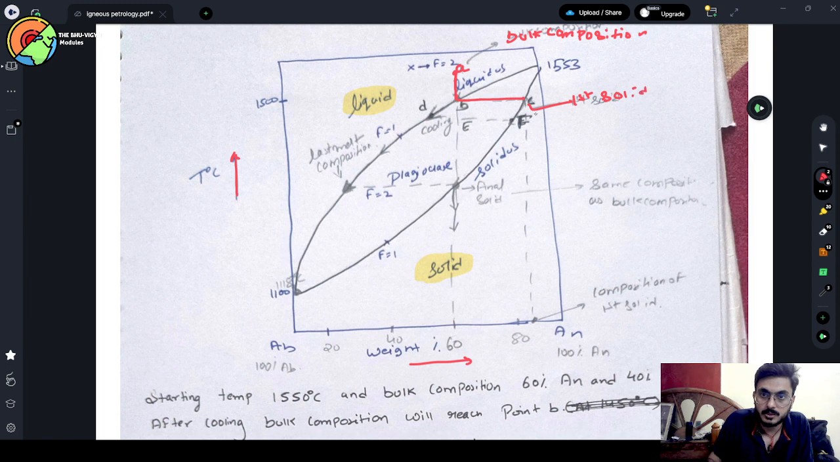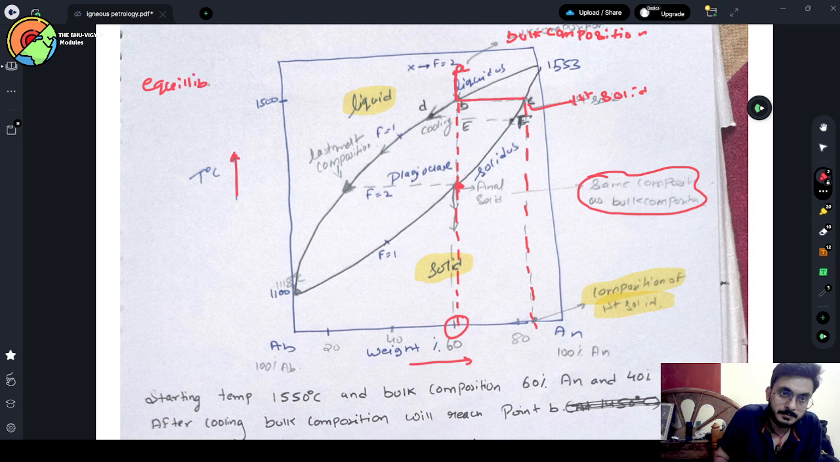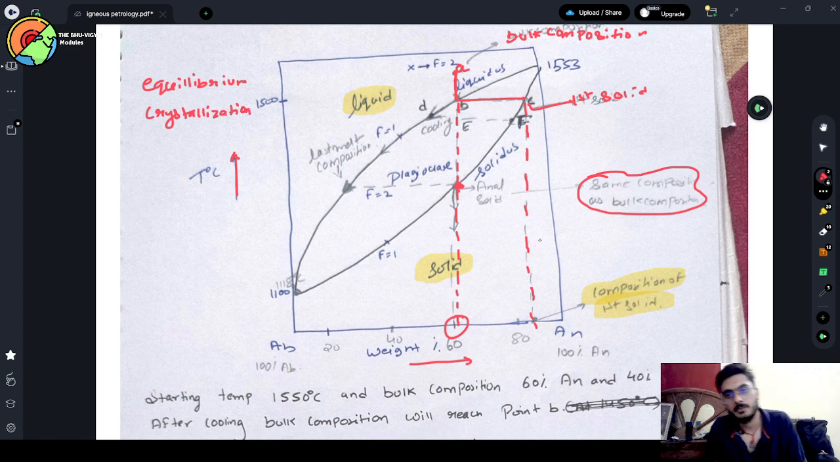If we extend this line to the x-axis, we can measure the composition of the first solid. Now if we further crystallize this, it will hit this position. If this is equilibrium crystallization, the composition will be the same as the bulk composition. This is the case for equilibrium crystallization.